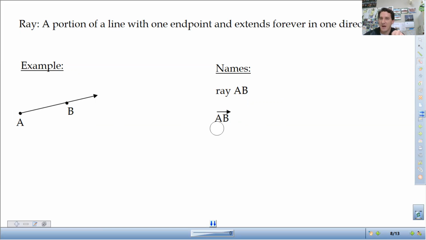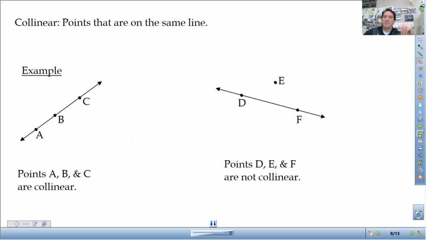All right, so it does matter. The order on this one does matter. So make sure you're paying attention to that. All right, next term, collinear. Collinear, don't overthink this one. This means all on the same line. So linear means line, co means the same or with, right? So collinear means on the same line.